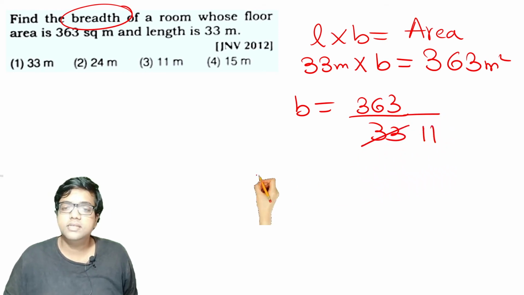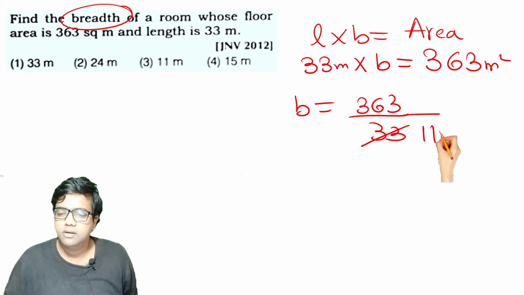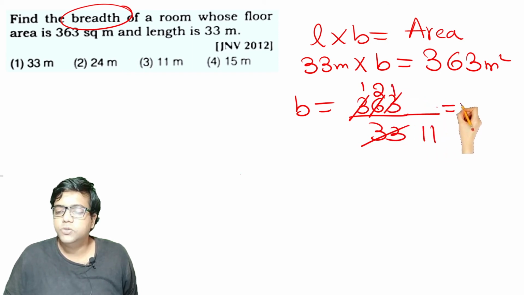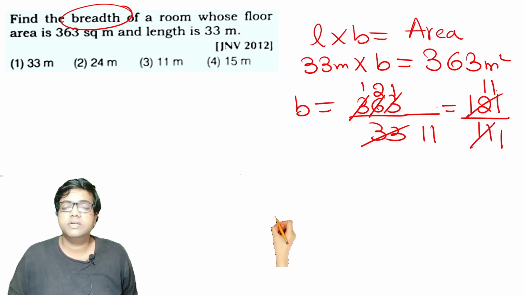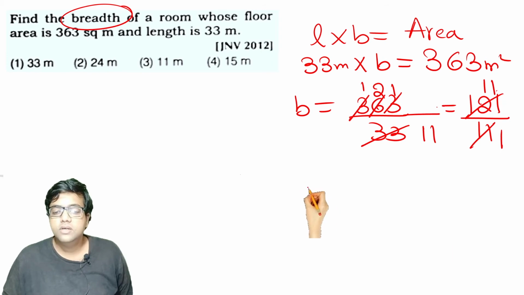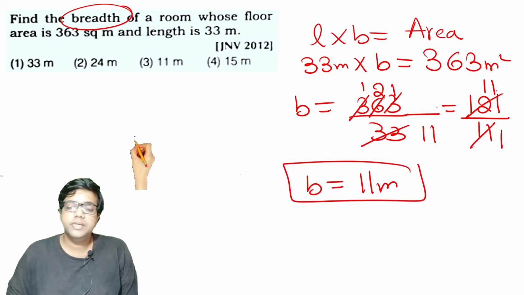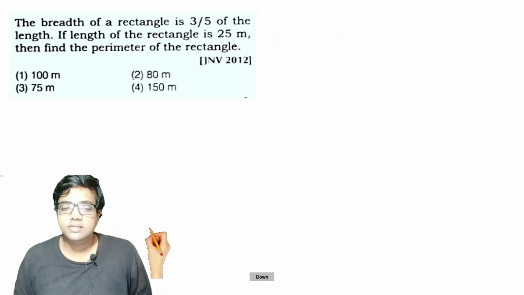363 by 33. So what will I get? 3 11s are 33, right? 3 1s are 3, 3 1s are 3. You will get 11. 3 1s are 3, 3 2s are 6, 3 1s are 3. So you will get 121 by 11. 11 1s are 11, 11 11s is 121, because 11 square is 121. So breadth you will get as 11 meters. So 11 meters is the right answer for this question. Option 3 is the right answer.